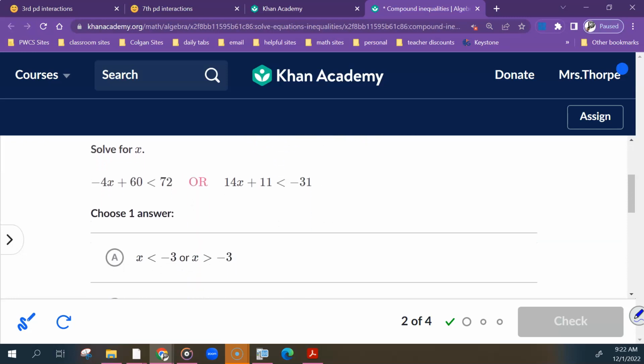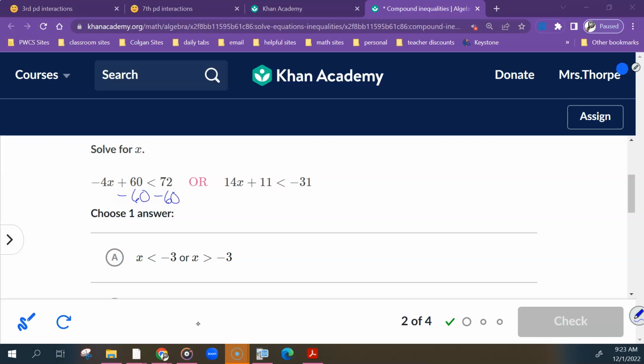Right. Now you have an or problem. Negative 4x plus 60 is less than 72. Or 14x plus 11 is less than negative 31. And has to overlap. Or, you're looking for where it doesn't overlap. Okay, so solve this.